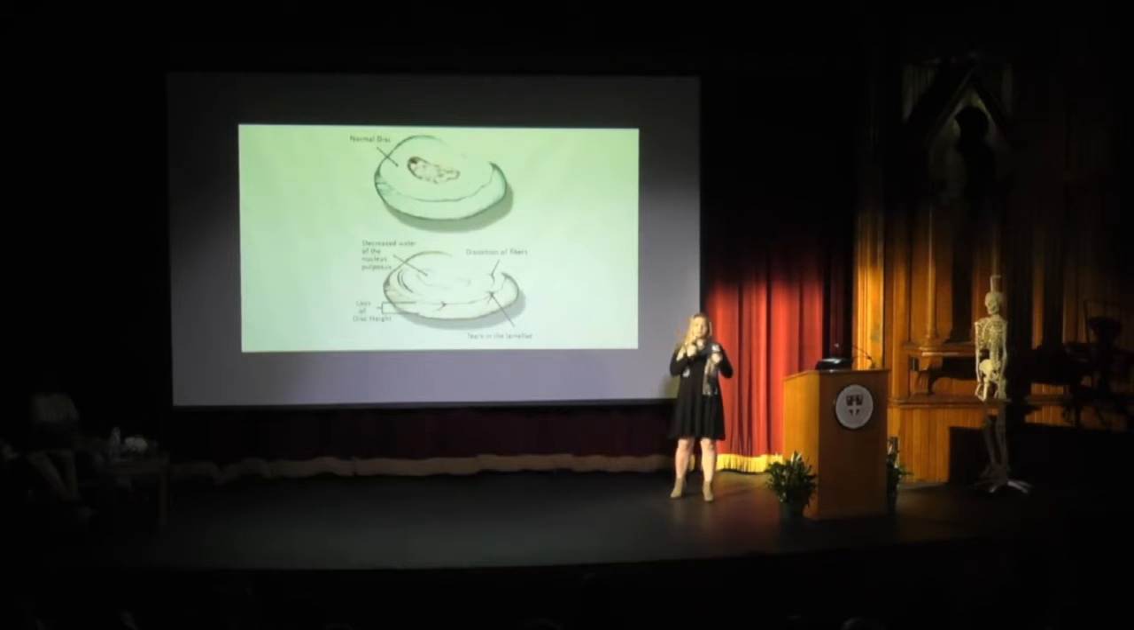So basically, once those outer layer fibers tear, that inner nucleus pulposus starts to leak out, and that causes that disc to shrink and become kind of squished between the vertebrae. So basically that causes bone-on-bone contact between the vertebrae.